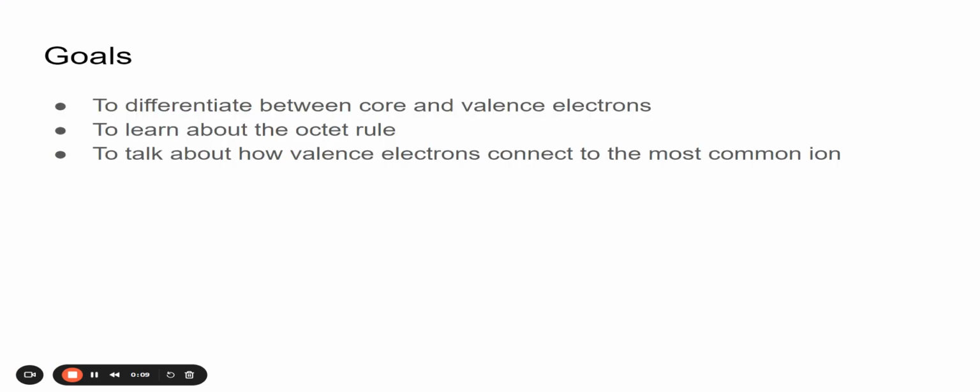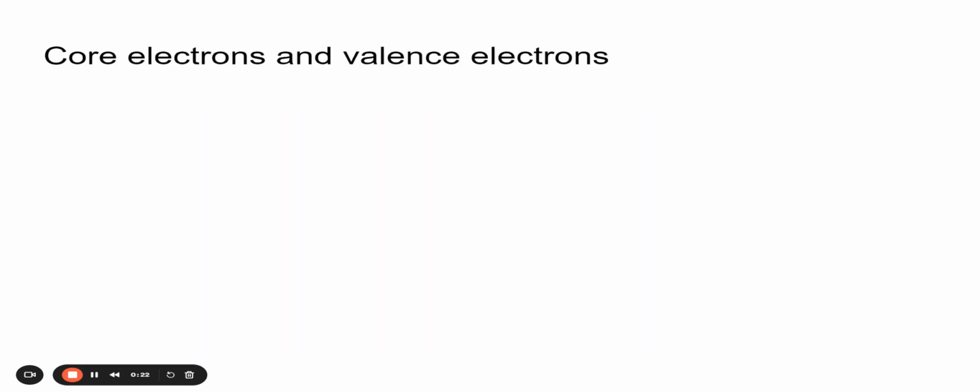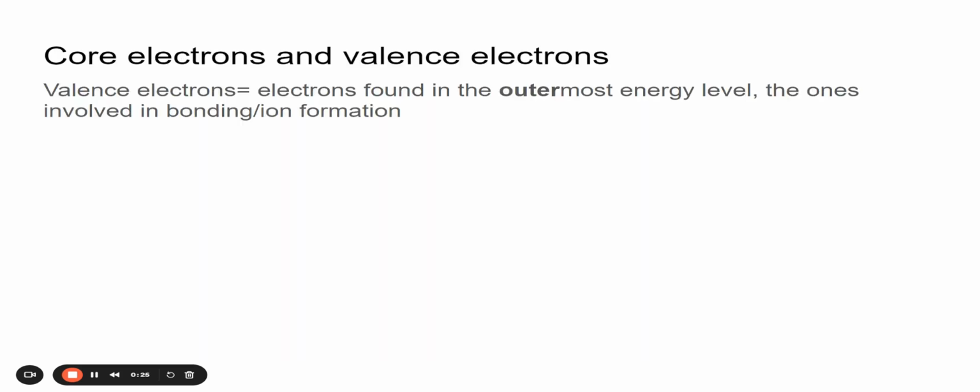I'm going to start by talking about the difference between core and valence electrons. Then I'll talk a little bit about the octet rule. I'm going to then talk about how valence electrons connect to the most common ions, and then we'll wrap it up. So let's start with core electrons and valence electrons.